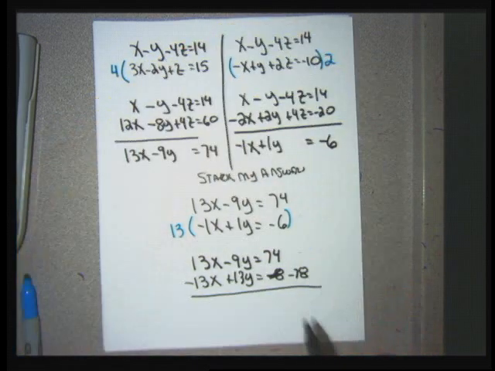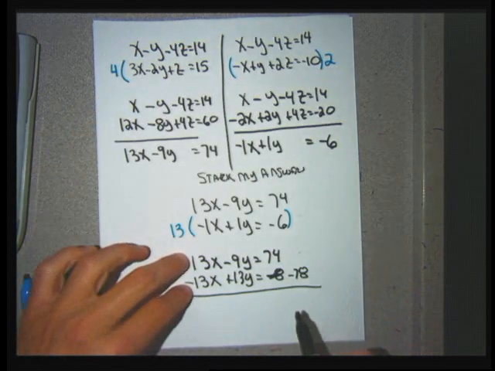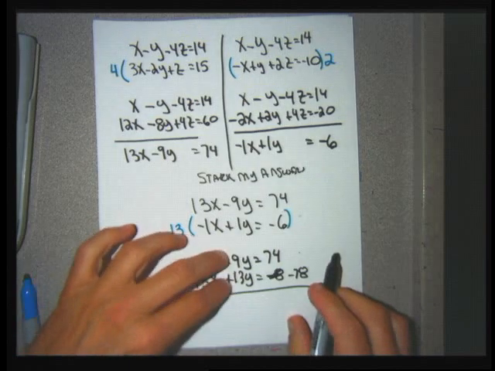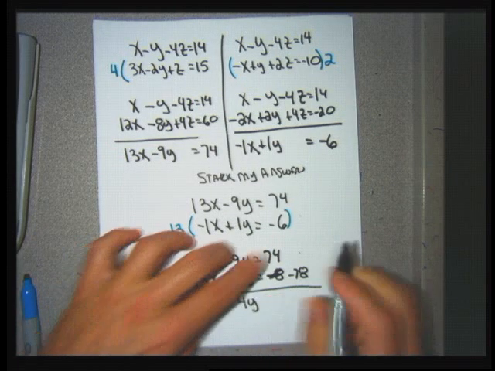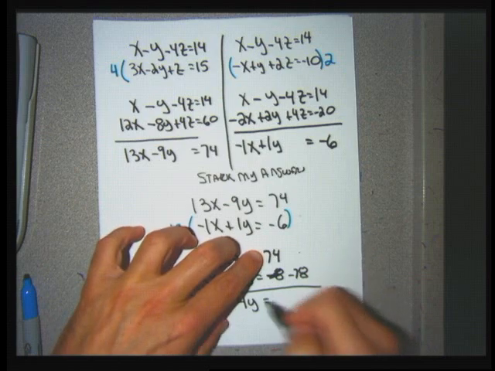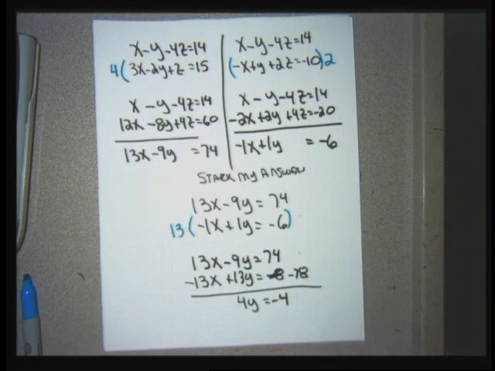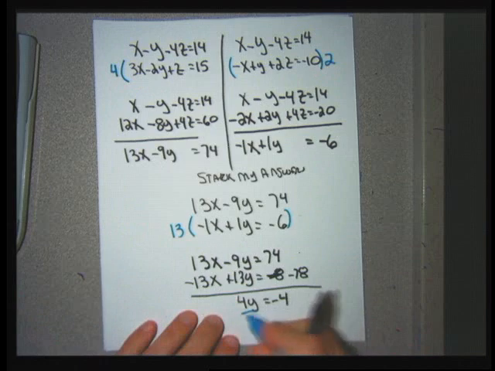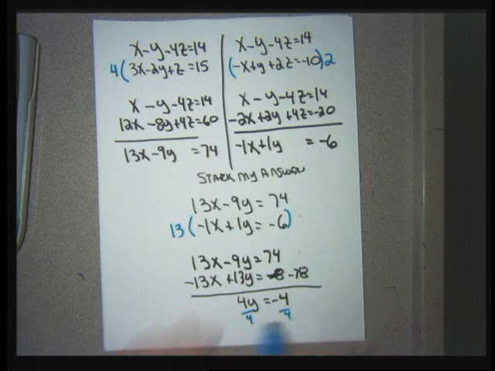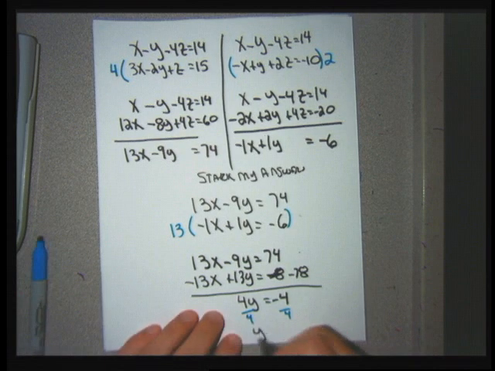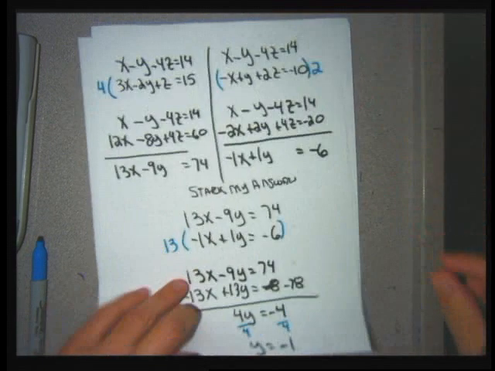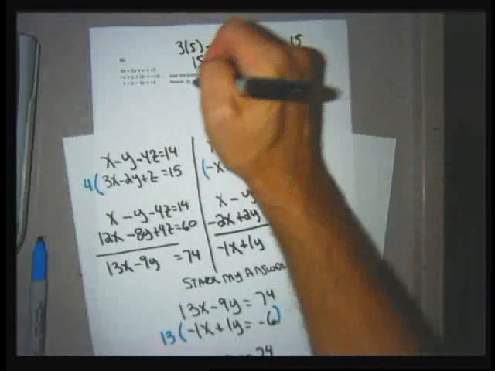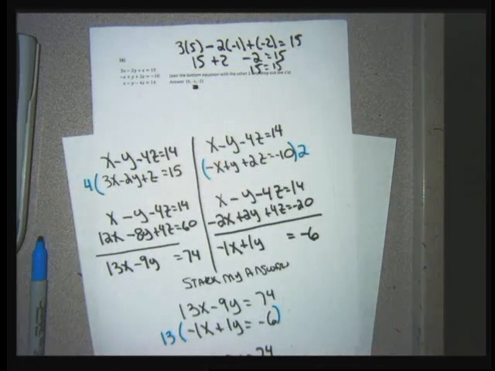And then combining these, the x's cancel. Negative 9y plus 13y is positive 4y. 74 minus 78 is negative 4. Divide both sides by 4, and I get y equal to negative 1. If I look at what I wrote, I said y equal to negative 1 was part of the answer.